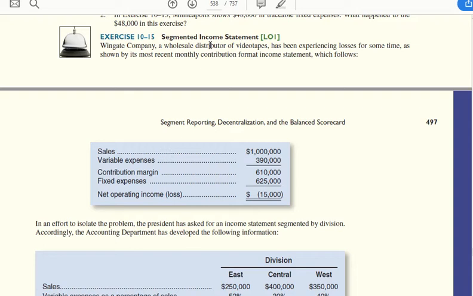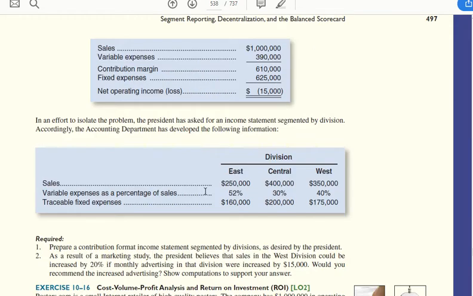So this is Wingate. They're a wholesale distributor of videotapes. Not sure how relevant that's going to be now, or how obsolete those videotapes are. And they've been experiencing losses for some time. I would expect that. And so this is their overall consolidated income statement, and they divided it down to try to find the root of the cause.